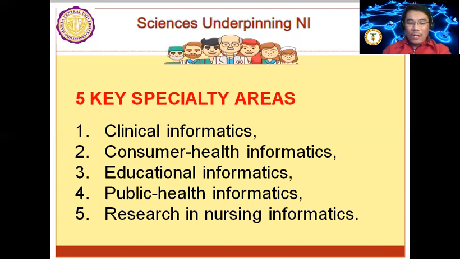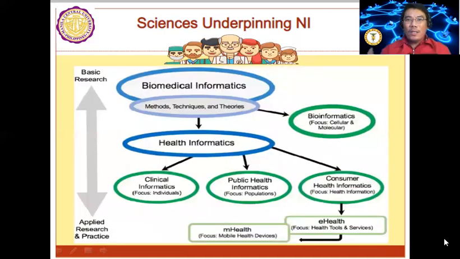Nowadays, we are talking about artificial intelligence, and artificial intelligence is now a trend concept in the biotechnology industry. And sooner or later, we may appreciate what it means. So let's proceed with the specialty areas. The five key specialty areas cover clinical informatics, consumer health informatics, third, educational informatics, fourth, public health informatics, and fifth, research in nursing informatics.